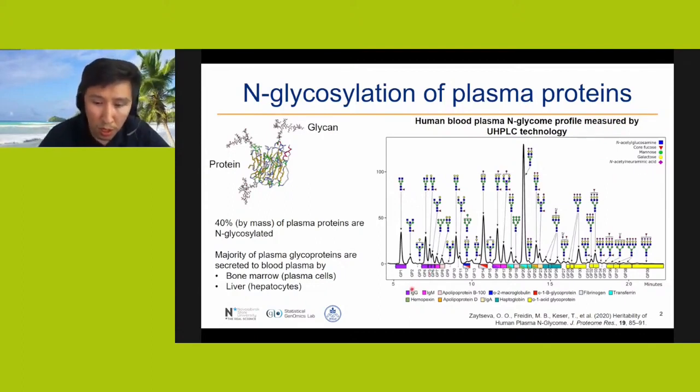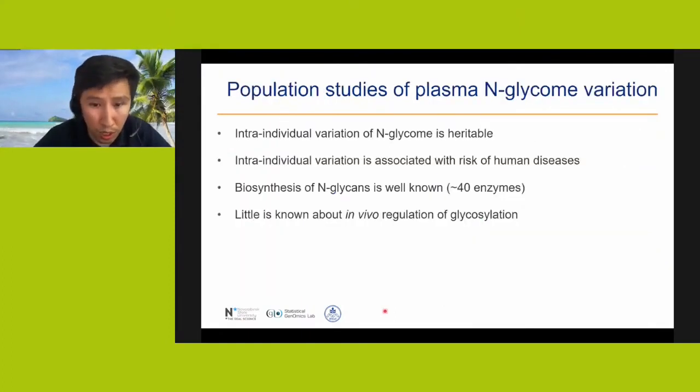And below you can see the different kinds of glycoproteins to which these N-glycans are attached. Such technologies as UHPLC allowed researchers to conduct well-powered population-based studies of human plasma N-glycome variation.